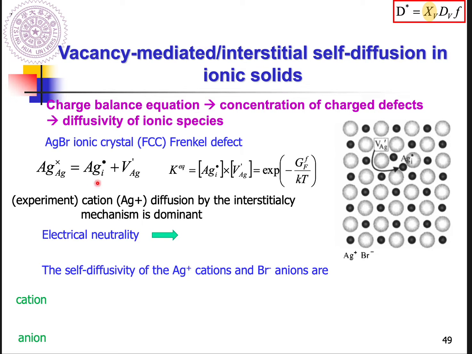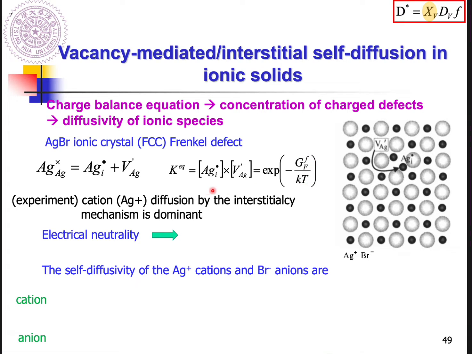Based on this equation, you can write down the equilibrium constant K. The rate constant for this equation can be written with the interstitial fraction times the vacancy fraction equals exponential of minus the Frenkel defect formation energy divided by kT.